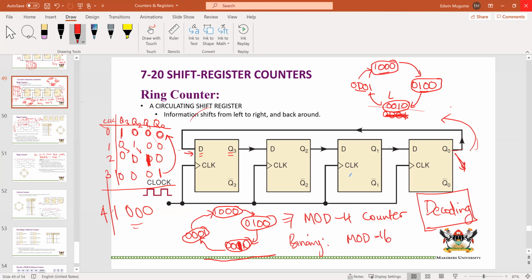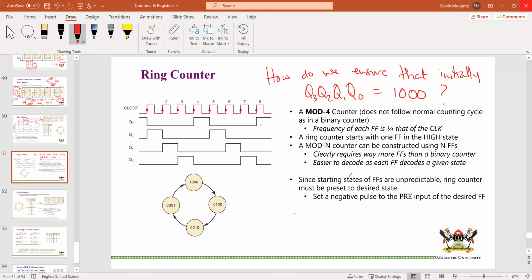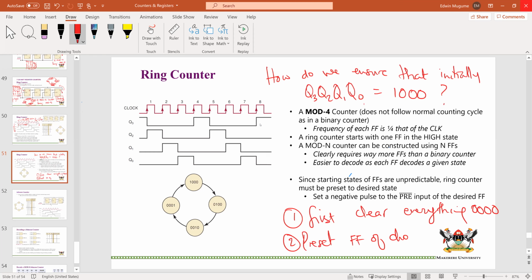I think we talked about it before, that we can first clear everything, meaning that you are in 00000, and then preset the flip-flop of choice. In this case, Q3, so you have 1000. Then you can start to count, because usually when you switch these things on, depending on the spurious signals within the wires, sometimes you may not be able to predict the initial state in which these counters are, and so we might need to preload.